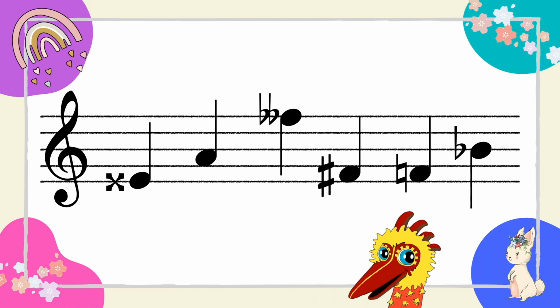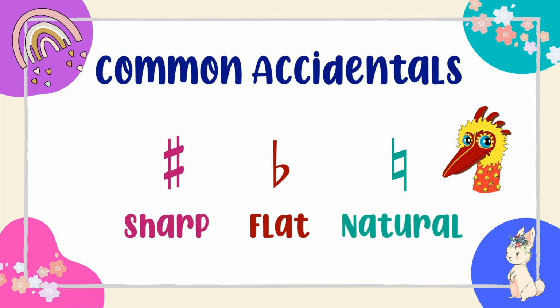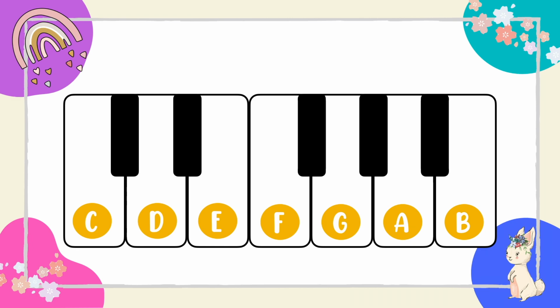Okie dokie. These are the common accidentals that we have learned in the previous series of Theory of Music. Sharp, flat, and natural. Good job, Ruby! You remember them. Let's do a quick recap.